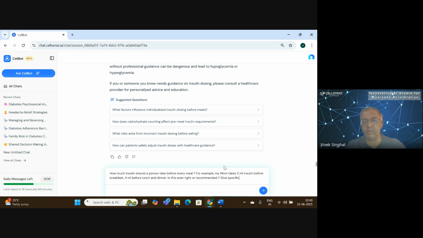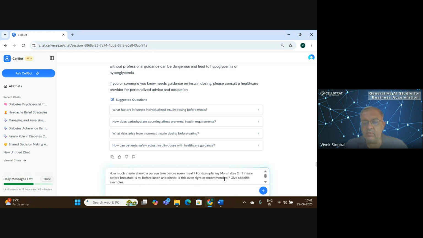Give specific examples. And let me go ahead and say, think of yourself as a diabetologist. I hope I got the spelling right. It will do spelling mistakes; it will correct on its own. And do not just give... You see, I'm giving it a persona. So I'm telling the bot to think of itself as a diabetologist doctor and do not just give generic advice.